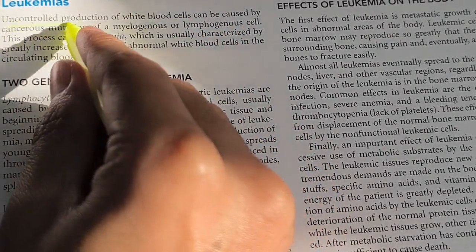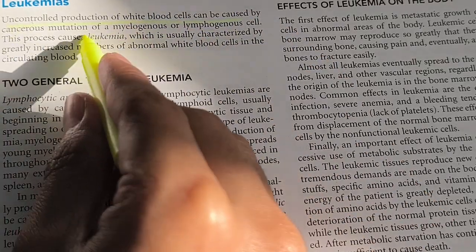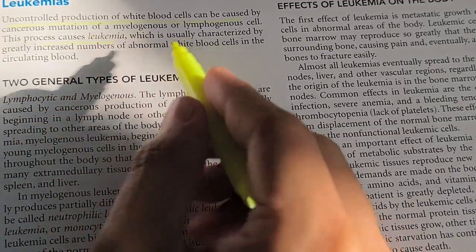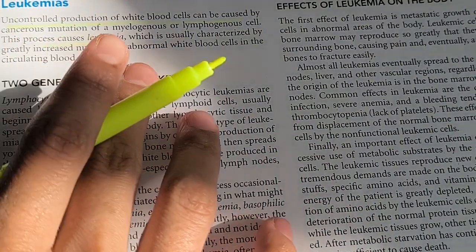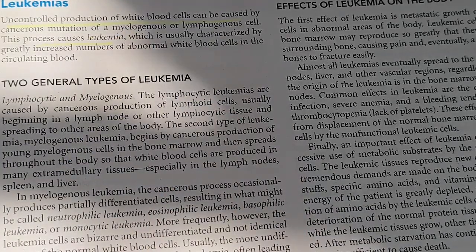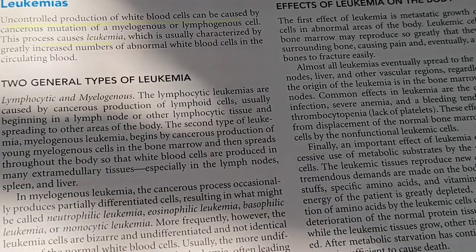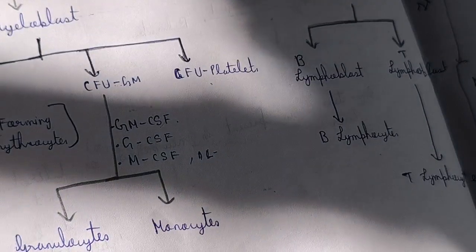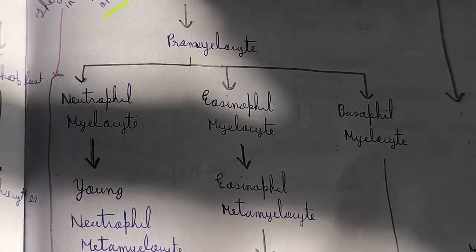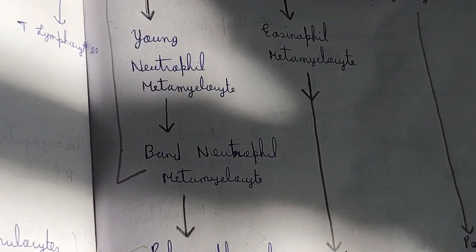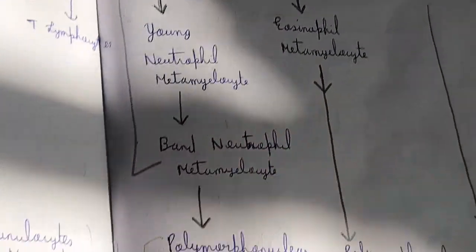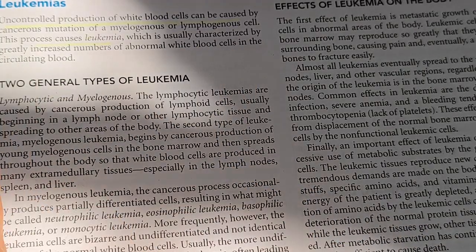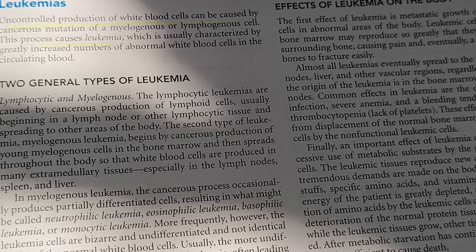Uncontrolled production of white blood cells, caused by cancerous mutation of myelogenous and lymphogenous cells, and this process causes leukemia, which is usually characterized by a greatly increased number of abnormal white blood cells in the circulating blood. As I mentioned, these immature myelocytes are found in bone marrow. This is normal, but in case of abnormality, abnormal white blood cells are found in the circulating blood. So this is the definition.